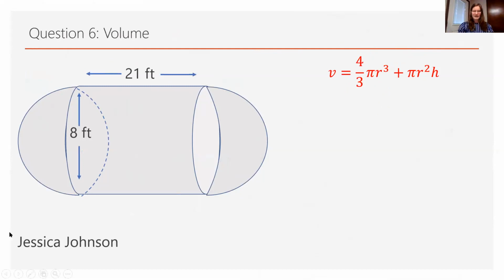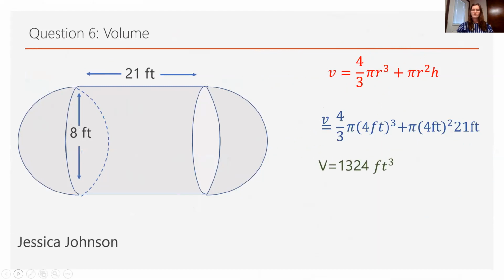Change the formula to look like this. V equals 4/3 pi times 4 foot cubed plus pi times 4 foot squared times 21 foot. Now solve, and we get 1,324 foot cubed.